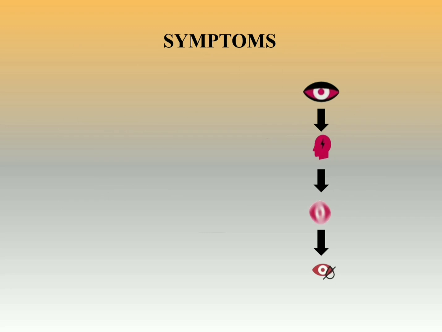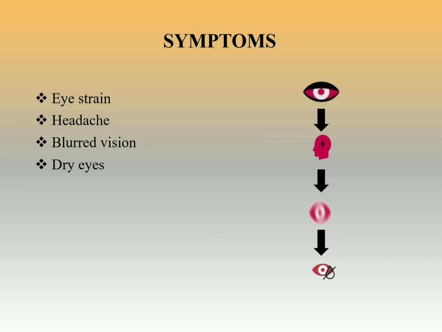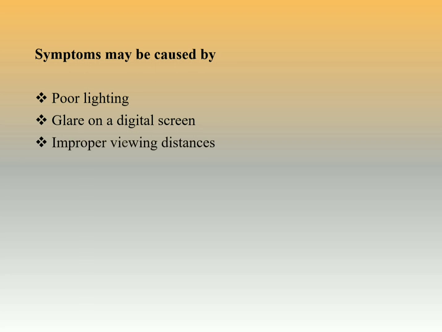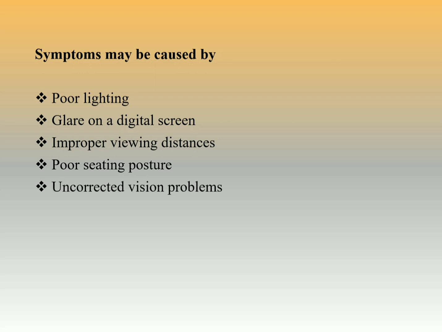The most common symptoms associated with computer vision syndrome or digital eye strain are eye strain, headaches, blurred vision, dry eyes, neck and shoulder pain. The symptoms may be caused by poor lighting, glare on a digital screen, improper viewing distances, poor seating posture, uncorrected vision problems, and a combination of these factors.